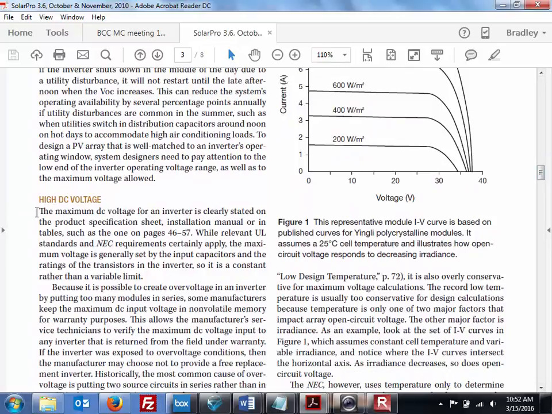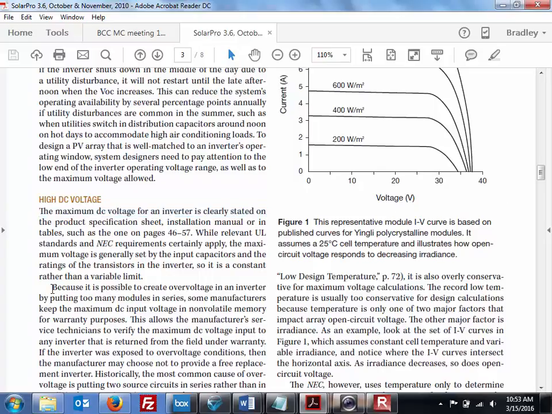Now, the maximum DC voltage for an inverter is clearly stated on the product spec sheet. So the point is, you don't want to have so much voltage coming into the inverter that you're outside the spec. It says the maximum voltage is generally set by the input capacitors and the ratings of the transistors on the inverter. So it's a constant rather than a variable limit.